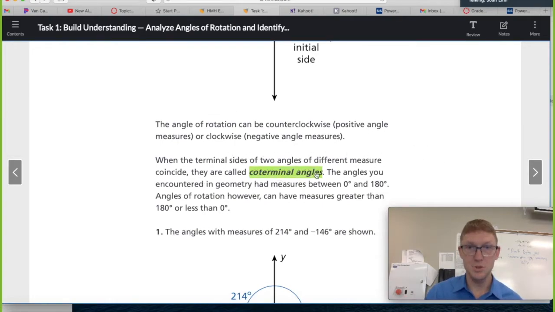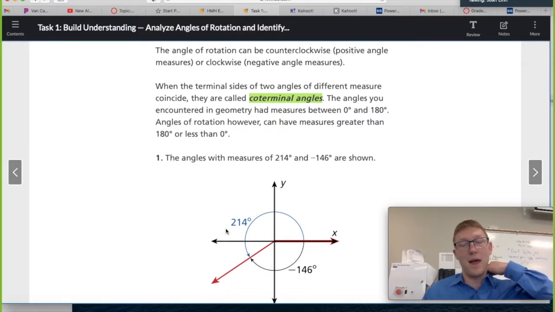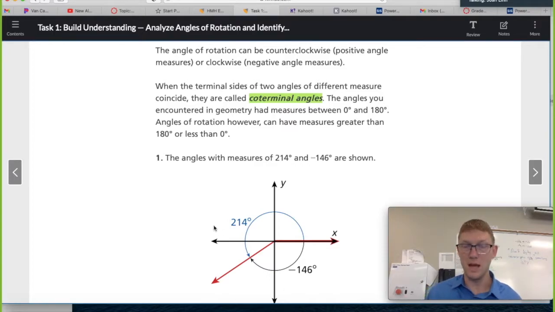I assume this is referring to the angles that you played with in geometry, which had measures between 0 and 180 degrees. And that's great. Since we are on a circle, every angle can be expressed as an angle of less than 180 degrees. Okay, but Mr. Lin, look at this one.